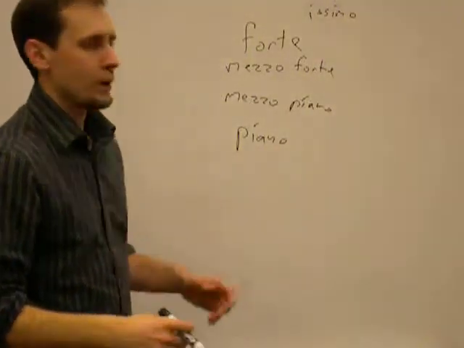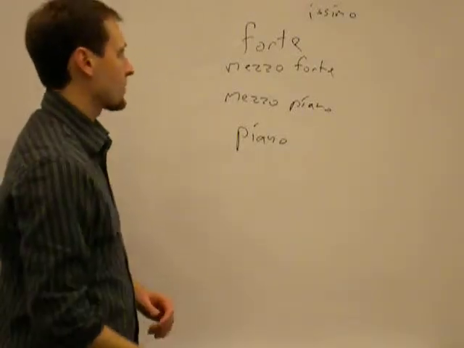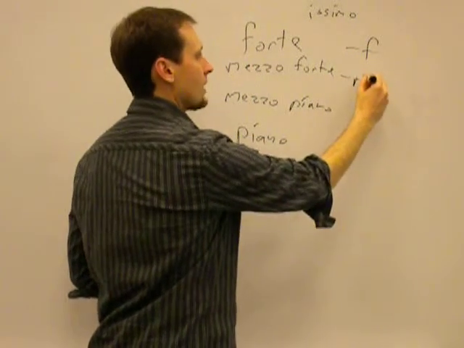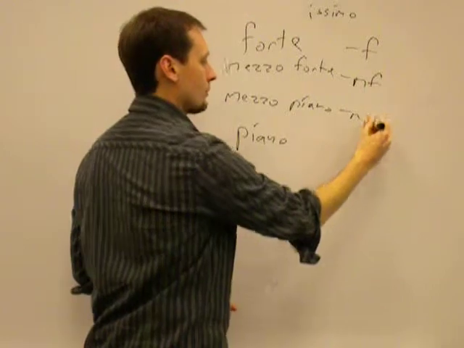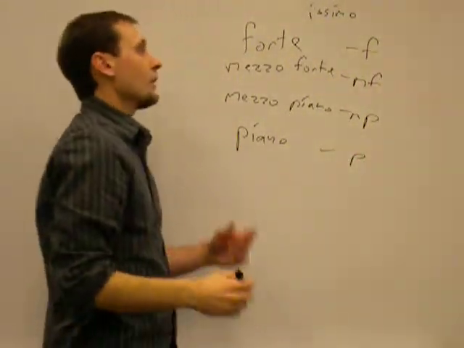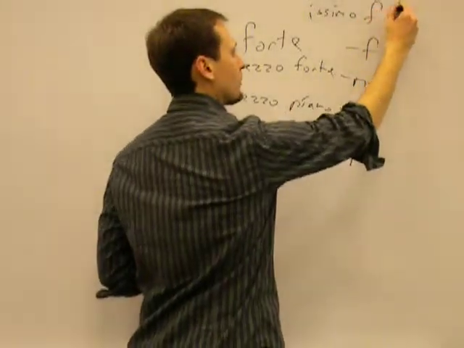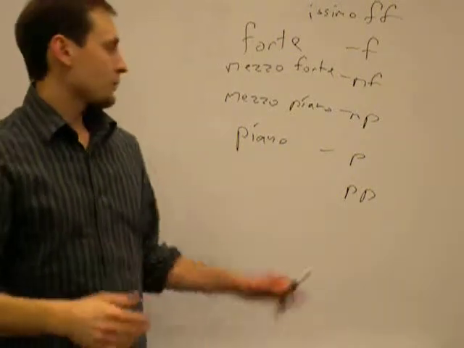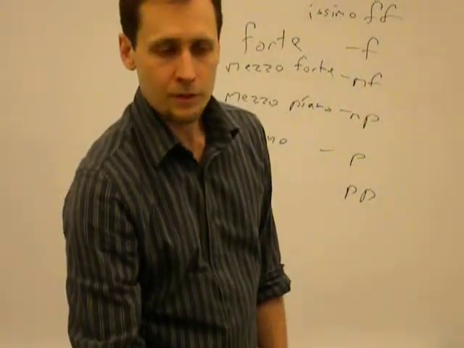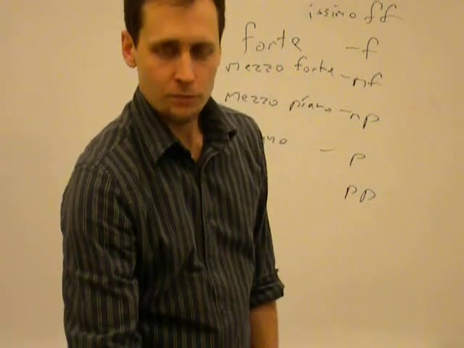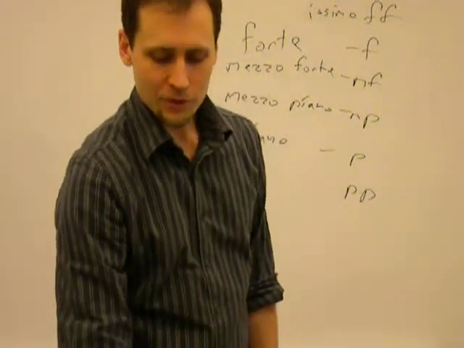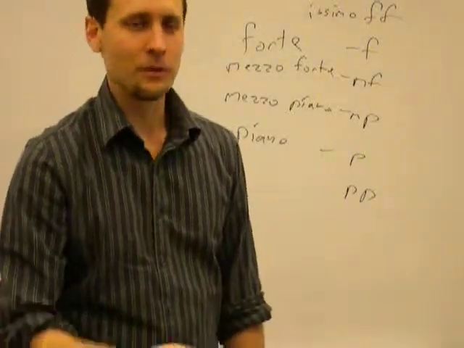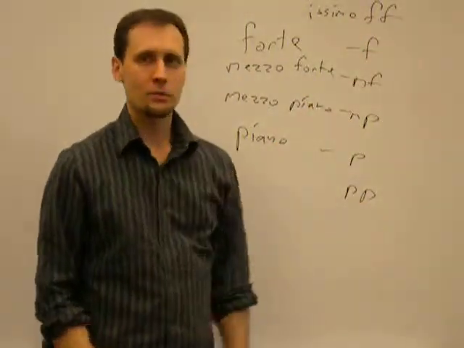Now, all of these terms in music are abbreviated just for the sake of saving space. So, forte is F, mezzo forte is MF, mezzo piano, MP, and piano is P. Fortissimo is FF, and pianissimo is PP. So, going from soft to loud, we have pianissimo, piano, mezzo piano, mezzo forte, forte, and fortissimo. And then from loud to soft, of course, you have fortissimo going all the way down to pianissimo.